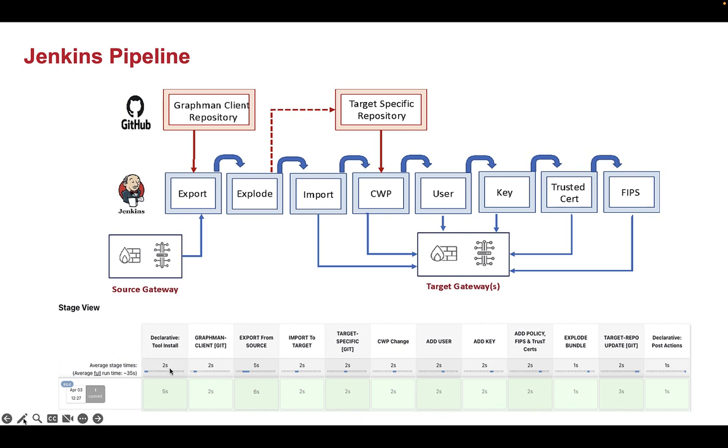A little bit more detail on what you can use as necessary for this execution. Here, Node.js is necessary for the Graphman command line utility to run, so that's why I'm installing it. Then, followed by retrieving the Graphman client from the repository, then executing the export from the source, and then importing it into the target. Then I'm retrieving target specific components like classified properties, user, FIPS, trusted certificate, and all those kinds of things. And then I'm adding one by one all these components to the target and decorating it.